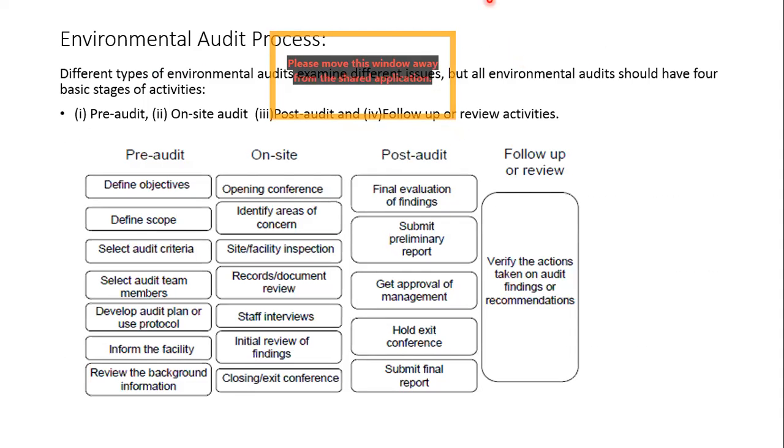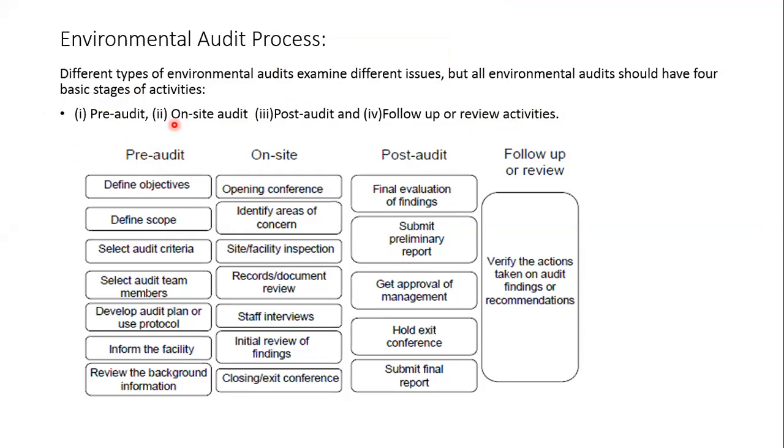Now, different types of audits examine different issues, but all environmental audits should have four basic stages of activities. One is pre-audit, second is on-site audit, and then the post-audit and the follow-up of the review activities. So we'll go first to the pre-audit. I have given you just the points. I will tell you how those things are. I cannot give details of everything, so you need to do some study yourself also.